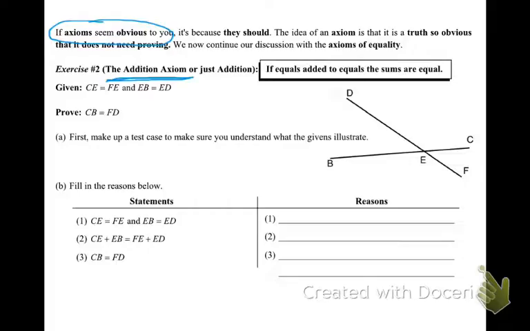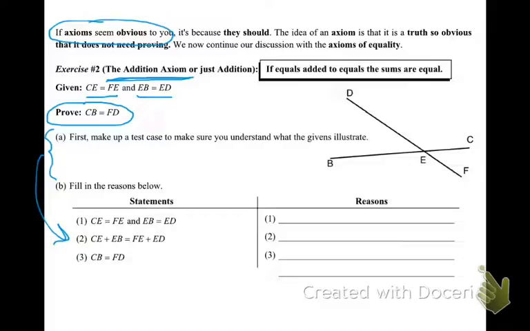In this case, we are given that segments CE and FE have equal measures, and segments EB and ED have equal measures. And we're asked to prove that segments CB and FD have equal measures. Now this first part, letter A, is asking you to look at some numerical values just to test and play around with it a little bit. And it's going to lead us into what we're going to do down below for our reasons for this proof.